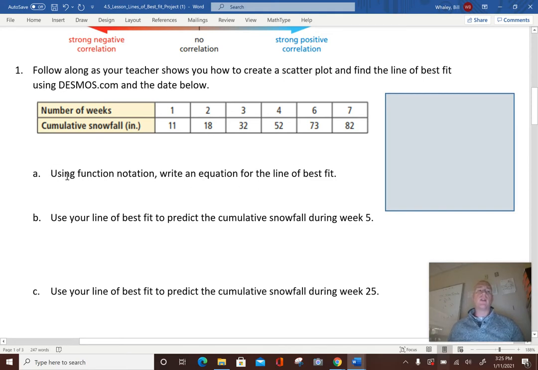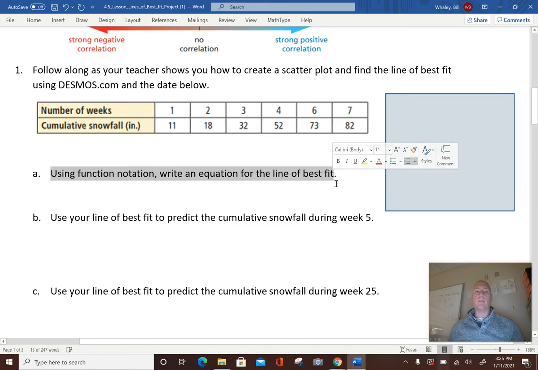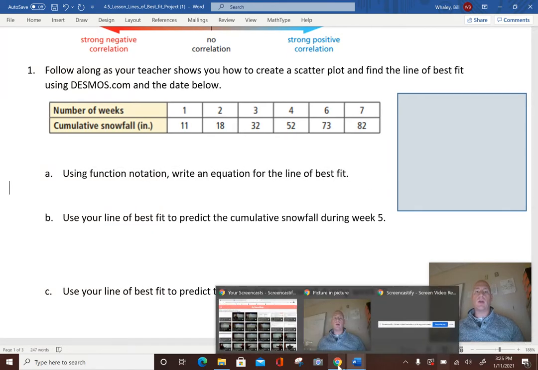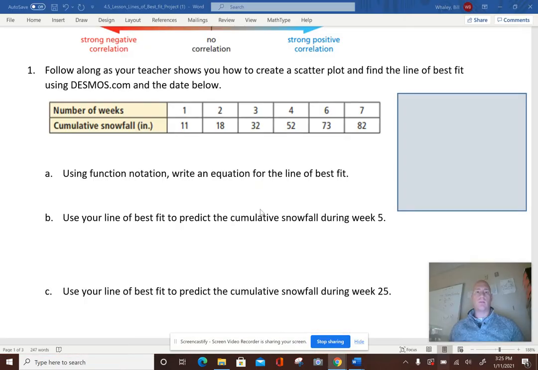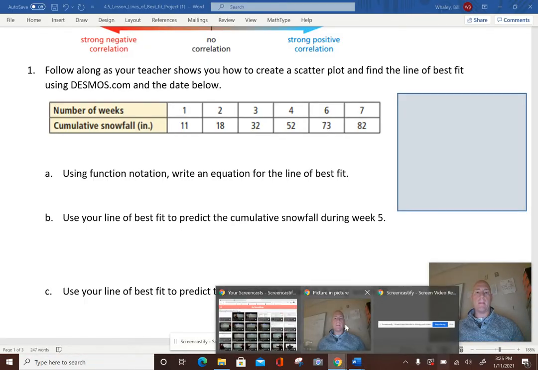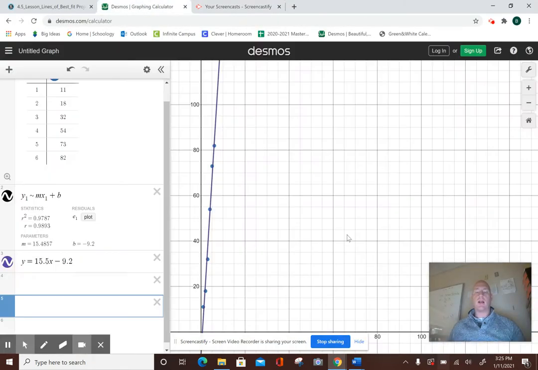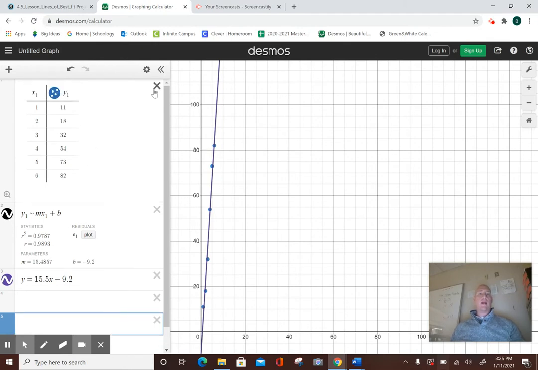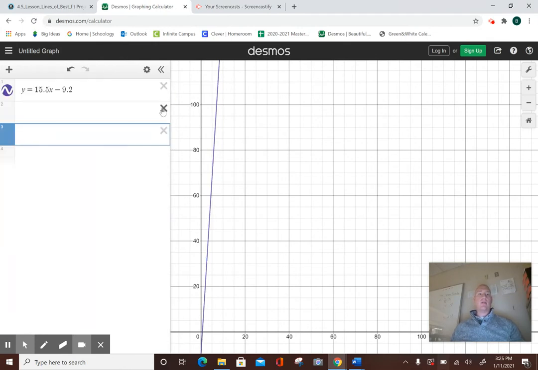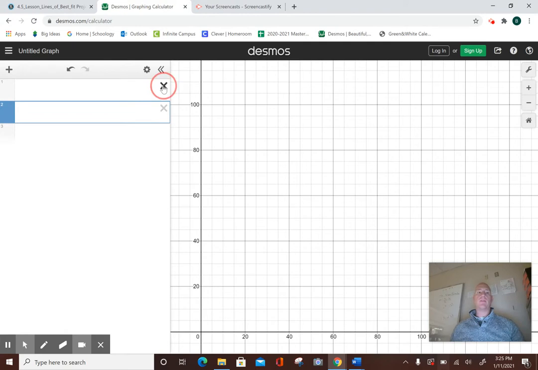Our first thing we have to do is, using functional notation, write an equation for the line of best fit. So now we are just going to go to our Desmos calculator. There we go. Sorry about that. I don't know why my window wasn't where I wanted it to be. And I actually already had these in here, but I'm going to get rid of them so that way we can just start from scratch.